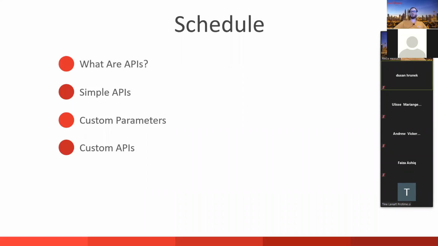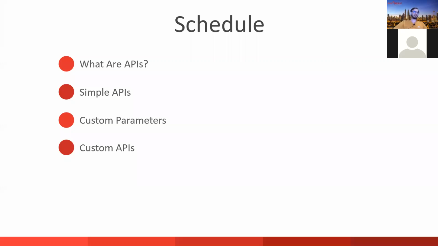First, we're going to be looking at what APIs are, understanding what they're used for, why we have them, and what they are used for beyond Races as well. We'll take a look at simple APIs, the most basic version. We'll then start adding some custom parameters to those simple APIs before moving on to fully custom APIs within Races.12 and a few examples of what can be done with them.